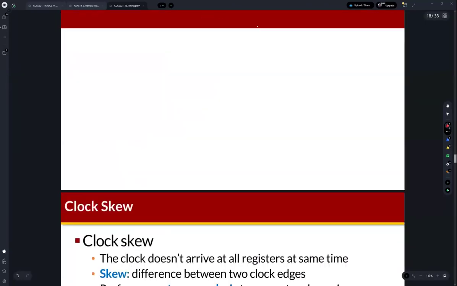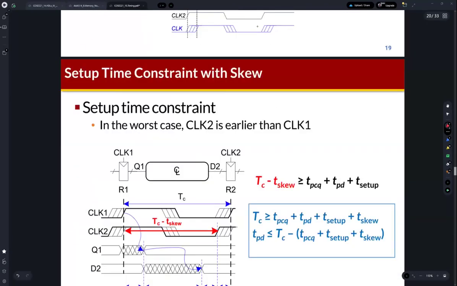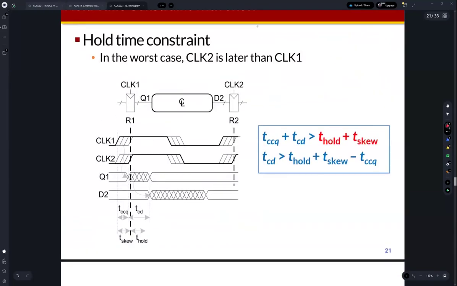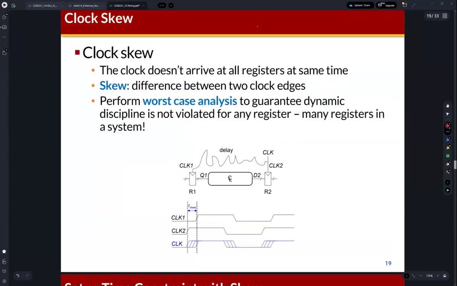I think we don't have enough time for the class Q, so I will explain the class Q in the next class. Any questions?